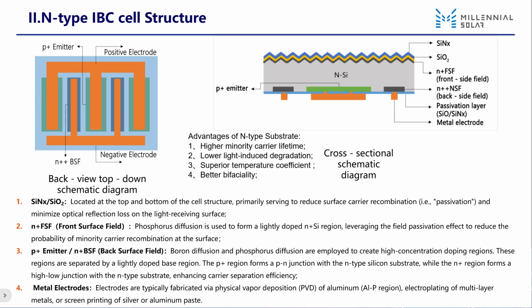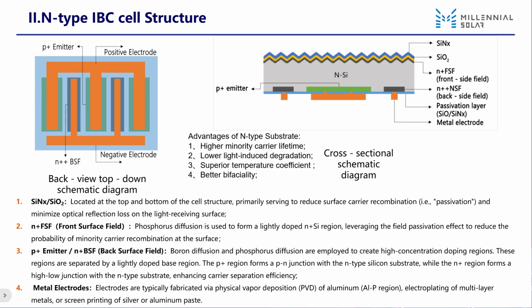Most BC cells use N-type substrates. What are the advantages of N-type substrates? Firstly, they have a higher minority carrier lifetime. For P-type substrates, the minority carrier lifetime might be in the tens or hundreds, while for N-type substrates, it can be as high as several thousand. A higher minority carrier lifetime means high efficiency. For example, the efficiency of PERC cells is around 21%.